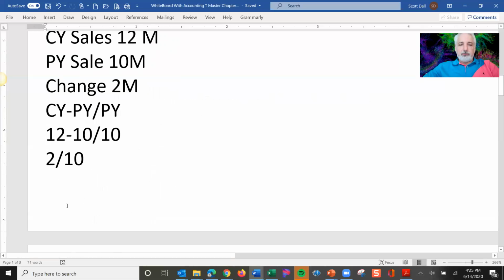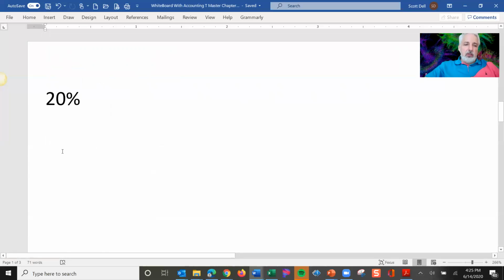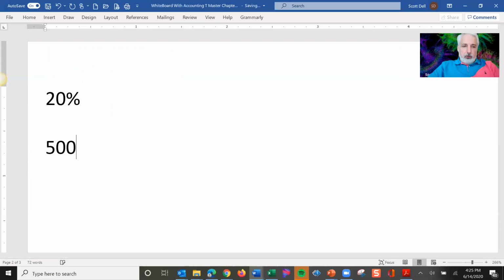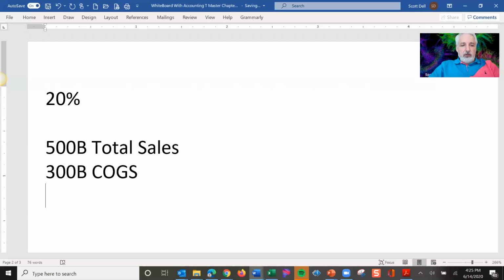So let's demonstrate that. If I told you that we had $500 billion in sales, which Walmart does, and I'm going to put total sales. Remember, we had to add all the revenue sources. If we had membership revenues, interest revenue, we had all that in the income statement showing. And then we might have had cost of goods sold. Let's say we had 300 billion. What's our gross profit? Well, 500 minus 300 gives a 200 billion gross profit.